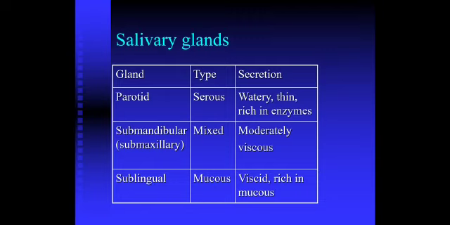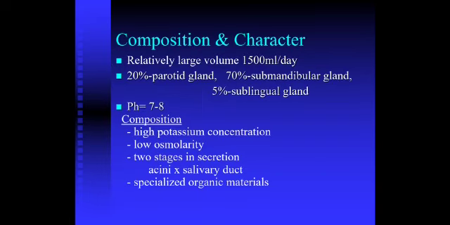The parotid has watery, thin secretion, which is rich in enzymes. The submandibular, also called the submaxillary, is mixed and moderately viscous. The sublingual is predominantly mucus, viscid and rich in mucus.